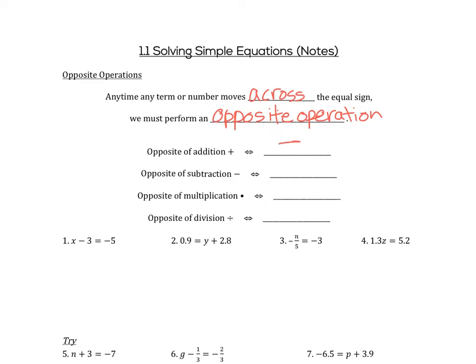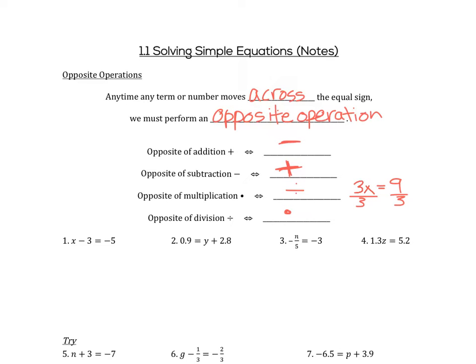So the opposite of addition is subtraction, opposite of subtraction is addition, opposite of multiplication is division, and opposite of division is multiplication. An example of multiplication, because this sometimes gets looked over: if we have 3x equals 9, this part right here is multiplication. Even though there's no multiply dot between them, 3x is 3 times x. So my opposite operation to get rid of that would be divide by 3 on both sides. Just keep that in mind as we're moving forward.